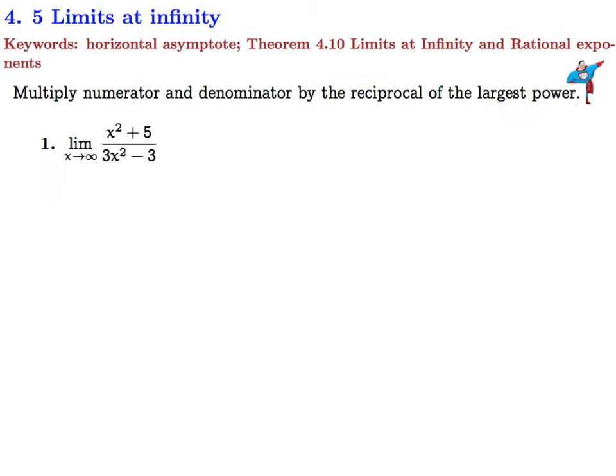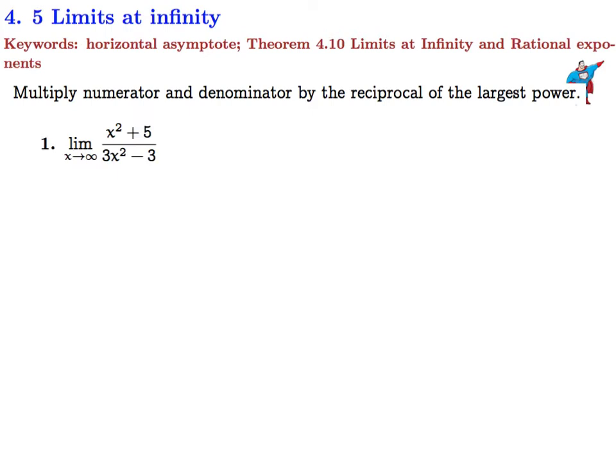So the best tip I can give you is whenever you're faced with something that you think might have an infinite limit, or at least we're approaching infinity, what you want to do is multiply both the numerator and denominator by the reciprocal of the largest power. So let's think what that means.